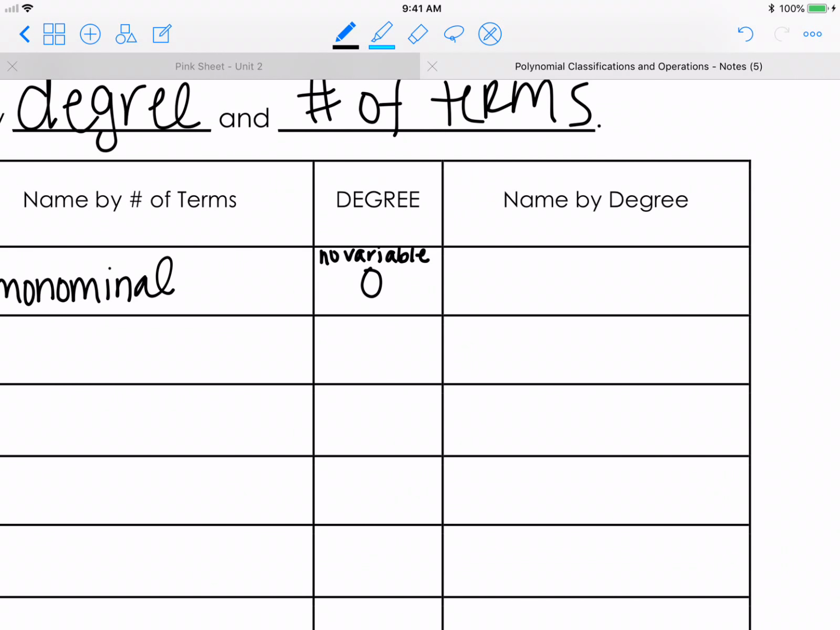Okay, so we put them together. So what's the name? Well, we name it by the degree. So it's a 0. So go back and look at the chart. So it's constant. And then we name it by the number of terms. Well, we had one term, so it's called a constant monomial. Okay, let's keep going on and maybe we can get the hang of this. This is monomial. I spelled that wrong. Fix that.